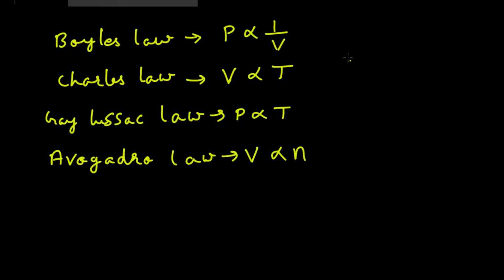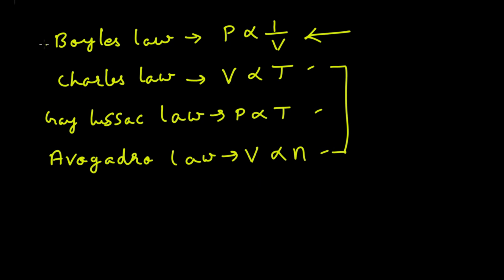So today we discussed the four laws: Boyle's law, Charles' law, Gay-Lussac's law and Avogadro's law, and these are the relations. Now if you look closely, only Boyle's law is the one where the relation is inversely proportional. All the other three are directly proportional. So don't get confused. There is only one relation, Boyle's law, the relation between pressure and volume, and it is the only relation which is inversely proportional. All others are directly proportional.